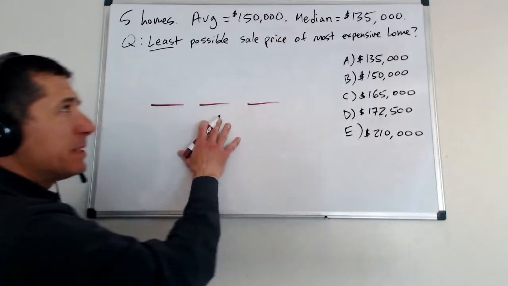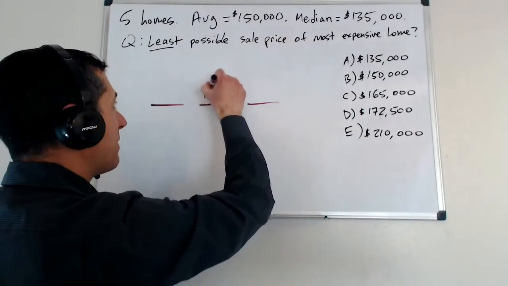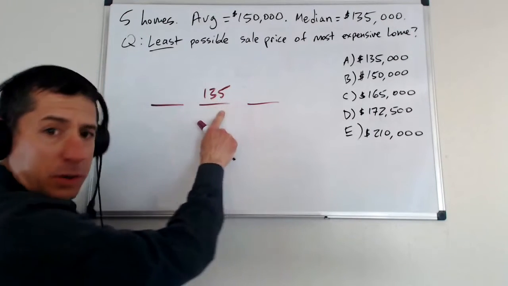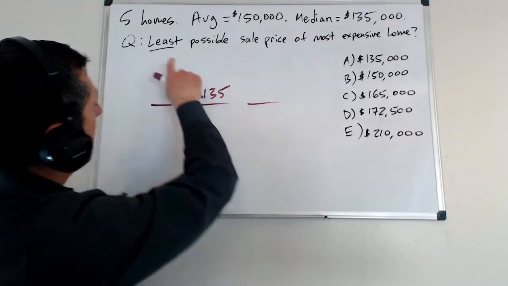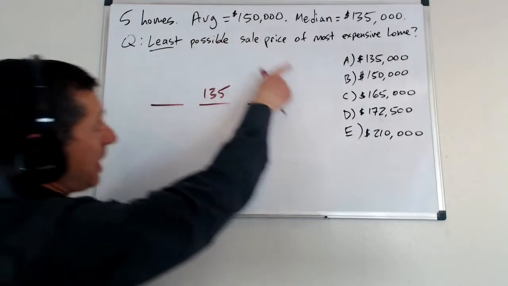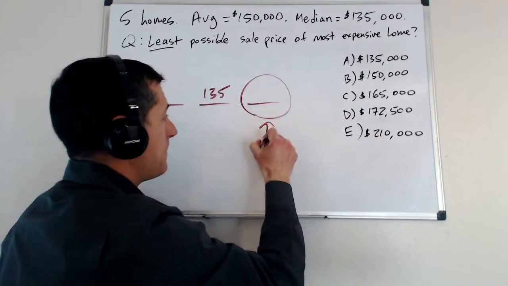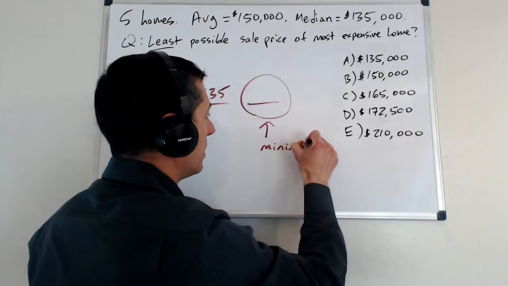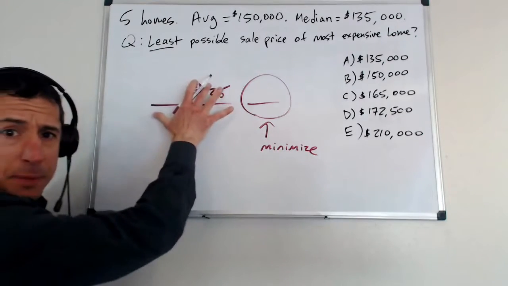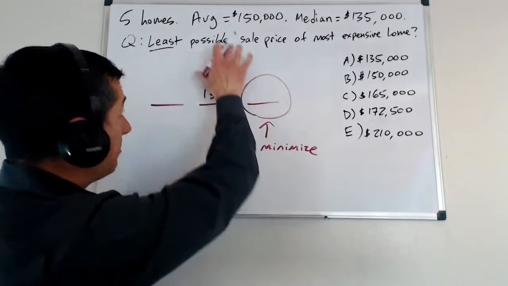I think I'm just going to follow some intuition here. So median is 135,000. Great. No need to put the thousands in there. What am I being asked for? Being asked for the least possible sale price of the most expensive home. So I'm trying to minimize this guy up here. And you probably already realized that this is kind of a zero-sum game.